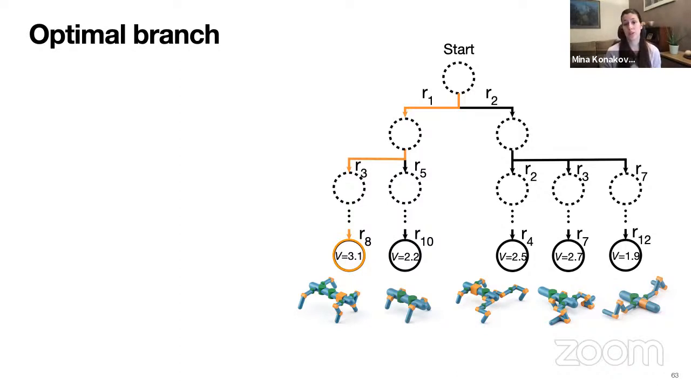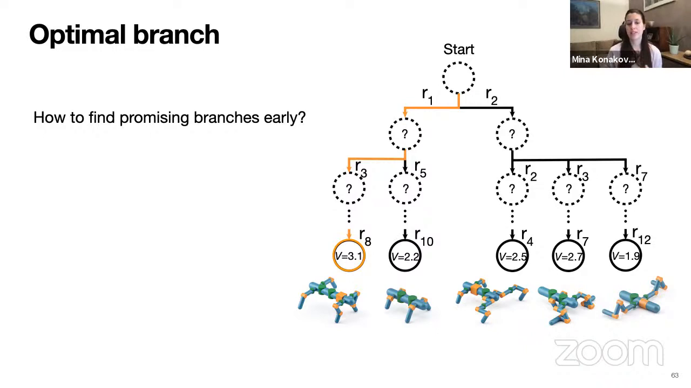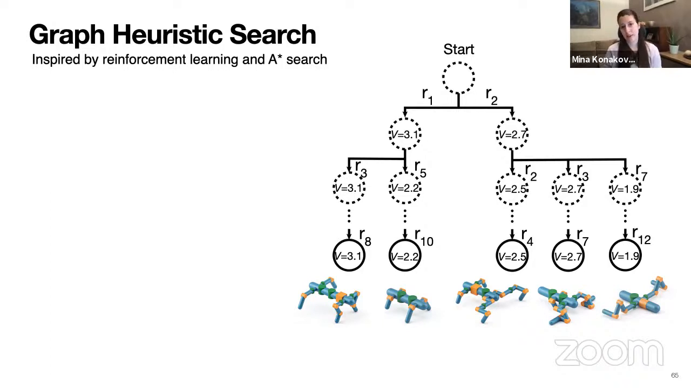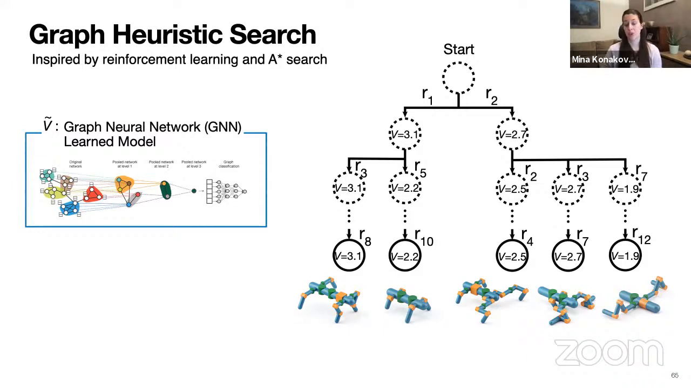And we need a way to estimate values for incomplete designs, represented with dashed nodes, to determine early on which branches are promising. But we cannot really simulate partial designs of the robots, because we can only simulate the robot and compute its performance when we have the whole structure. And we want to be able to predict what the best performance is going to be in each branch. So to come up with a prediction scheme, we developed a method called graph heuristic search. Our method is inspired by reinforcement learning and the well-known A-star search, but instead of manually designing the heuristics, we learn the heuristics with a graph neural network.